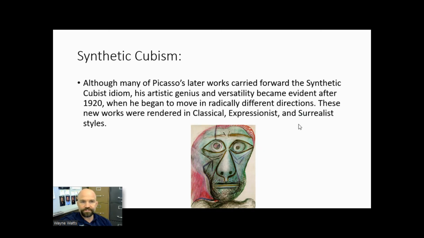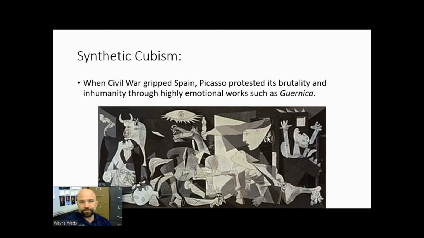Although many of Picasso's later works carried forward the synthetic Cubist idiom, his artistic genius and versatility became evident after 1920, when he began to move in radically different directions. These new works were rendered in classical, expressionist, and surrealistic styles.